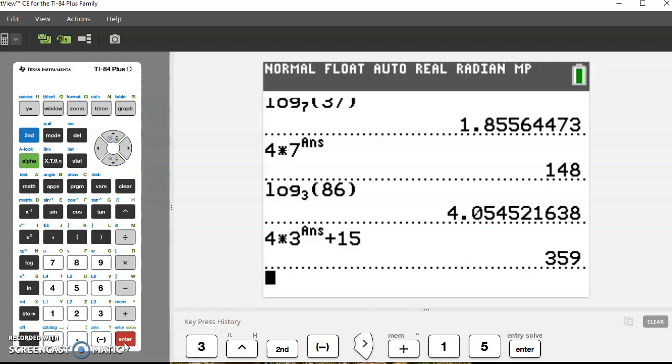Okay, let's try 1 or 2 more, make sure that it works. Here's number 11. Let me switch screens.